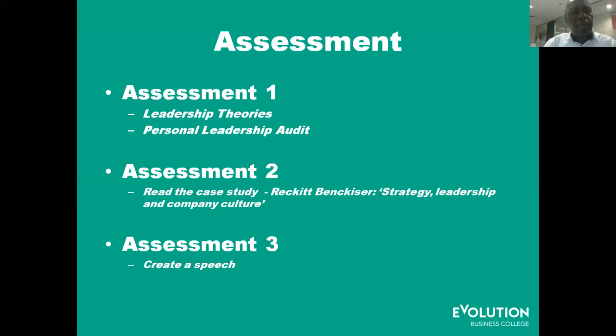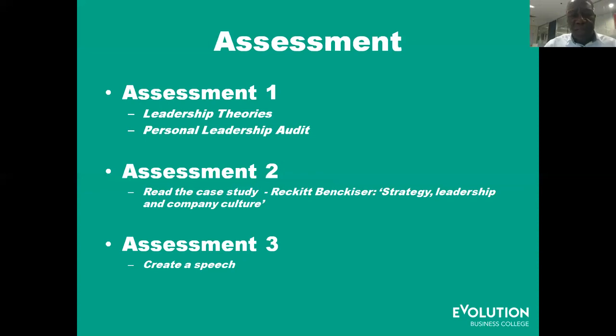Assessment 2 talks about this case study, which I was talking about, and Racket Banksa. And this talks about strategy, leadership, and the company culture. So most of the questions that you get in assessment 2 refer to this case study, and it's a beautiful story. It's very educative of how teams and organizations run and develop and grow and how they're led. And I'm just going to give you an insight into how organizations are run.